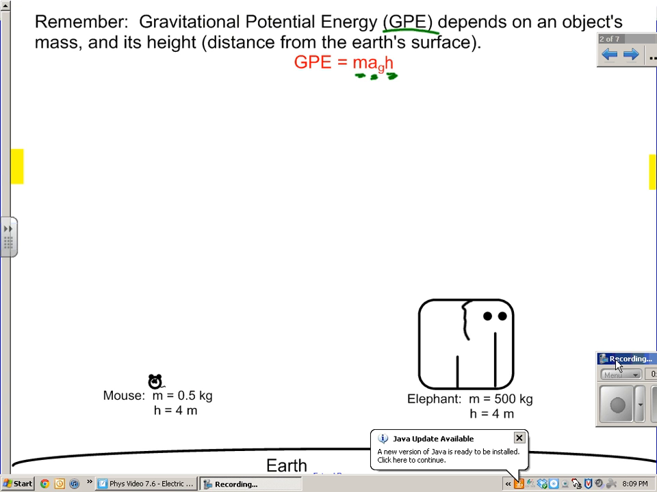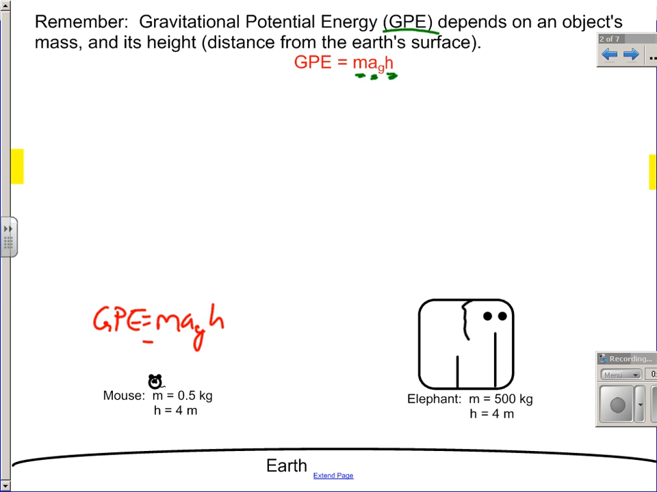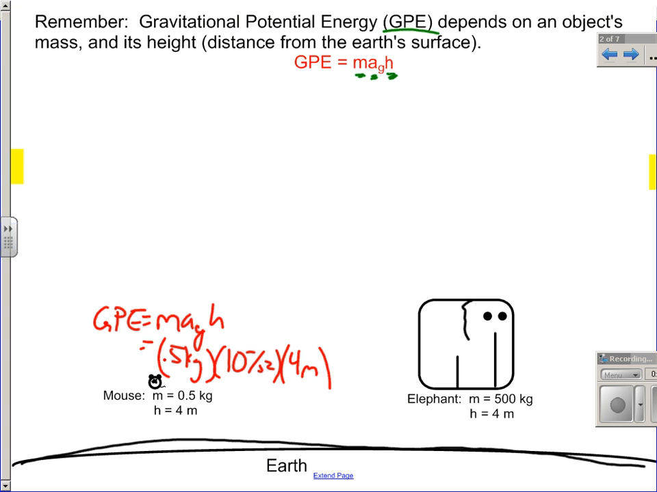So here's what we're going to do. We're going to take a second and find his GPE. We know that GPE is mass times acceleration of gravity times height. His mass is 0.5 kilograms. Acceleration of gravity is 10 meters per second squared. His height, he is 4 meters above. You'll notice that down here at the bottom of the screen we've got the Earth, so the mouse is mysteriously floating 4 meters above the Earth. If you multiply this all out, you will find that the GPE of the mouse is 20 joules.